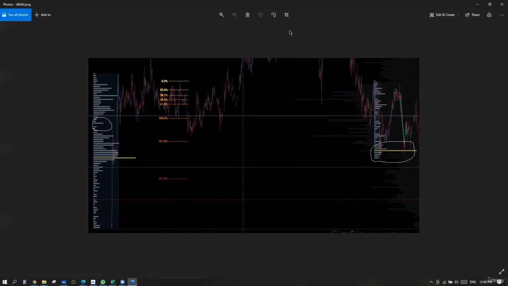If I put a line here, as you can see, how a clean hidden value, a fresh liquid value, plays out. It's like a magnet to the market around it.